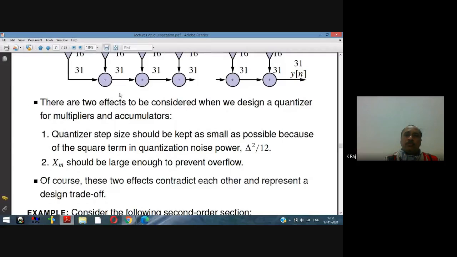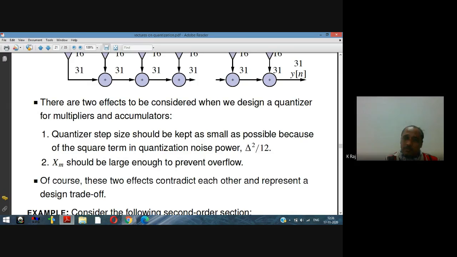There are two effects to be considered when we design a quantizer for multipliers and the accumulator. And what are these effects? First, the quantizer step size should be kept as small as possible, because due to this step size the quantization error, or the noise power, will be lesser. That is the value of delta squared by 12. So if delta is smaller, the noise will be smaller.